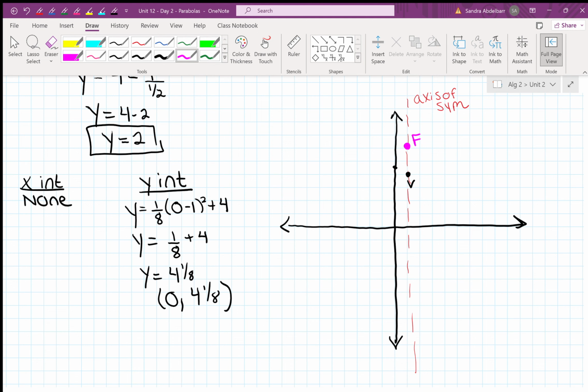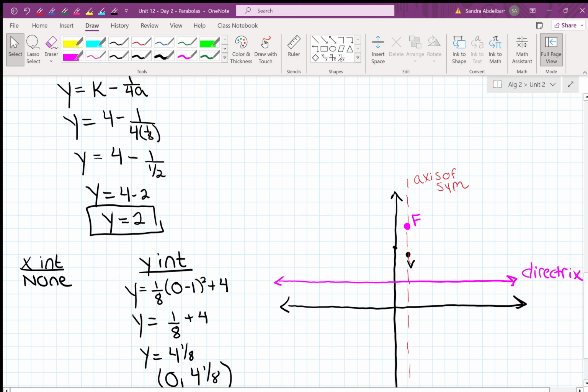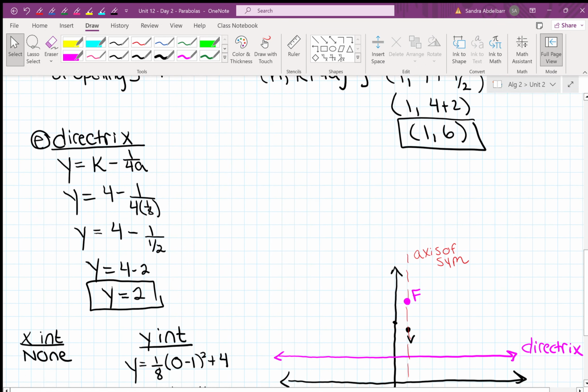And then we'll plot the directrix. What was our directrix? y equals 2. That's a horizontal line. 1, 2. It can go either way. I think I make it solid. I'm going to double check that for you guys though. Okay, so then what do we have? We have our focus, we have our directrix, we have our y-intercept. The last thing I need, oh, that I didn't find out. No, we have the focus.